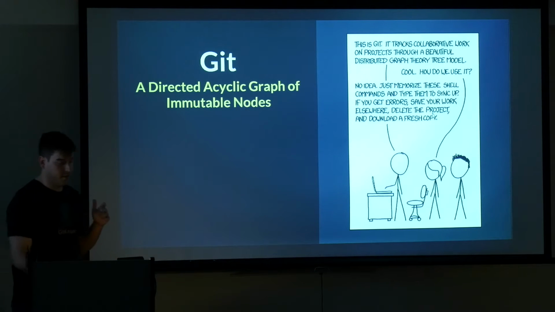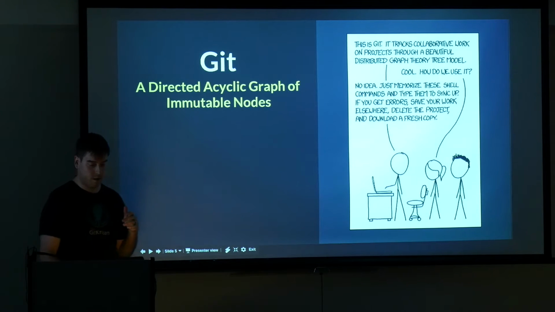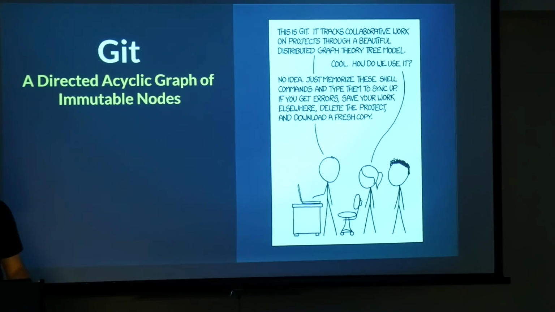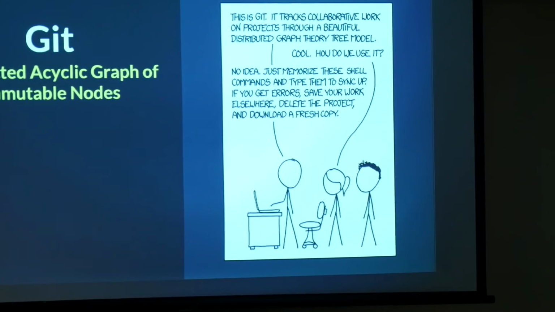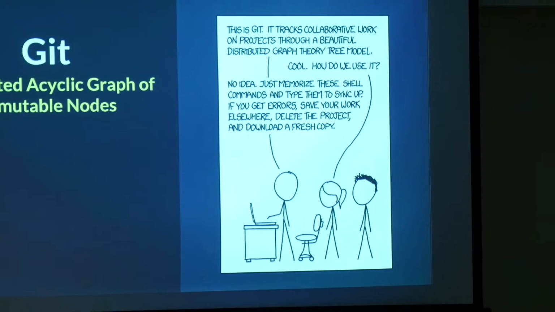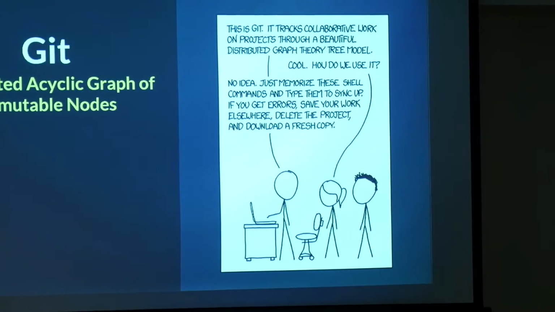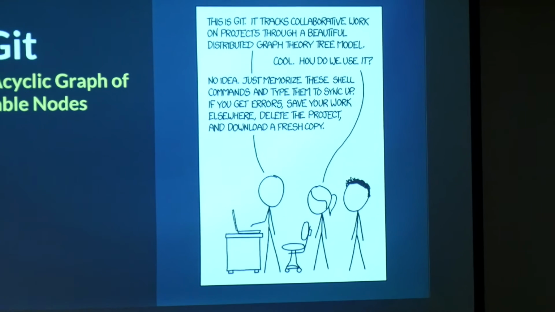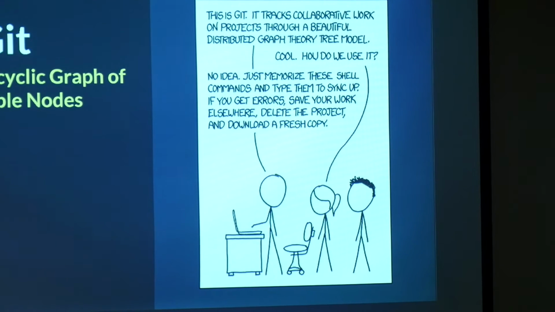And this is a fun little comic about Git. It's from one of my favorites, XKCD. In it, they're talking about Git, which is a directed acyclic graph of immutable nodes. The important point of this comic is that when asked how do we use this, the person introducing Git says, I have no idea. I just memorize these commands, and if I screw up, I just delete the whole thing and re-download it. And I copy my changes.